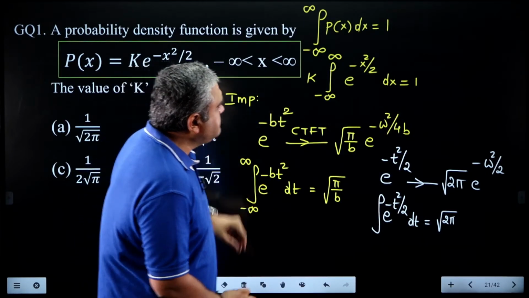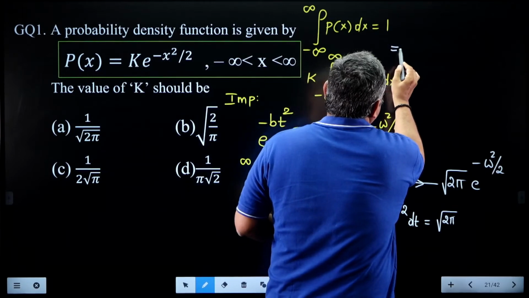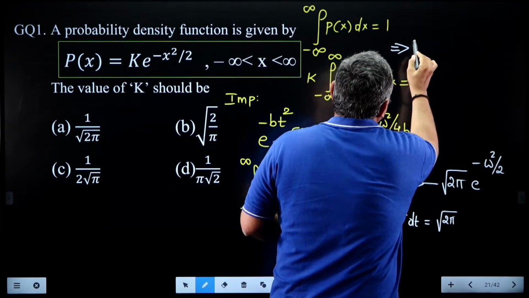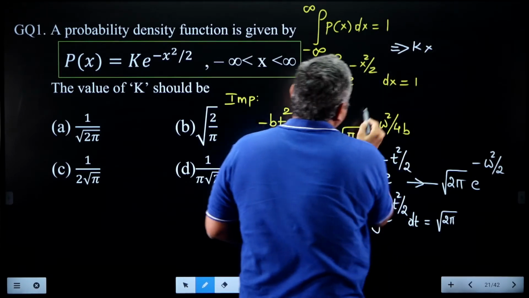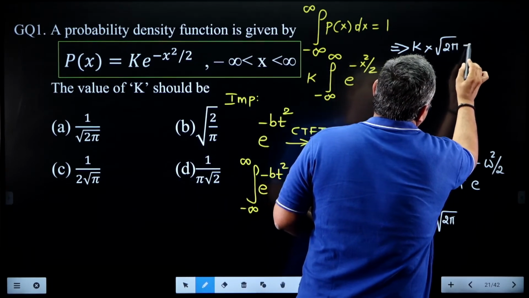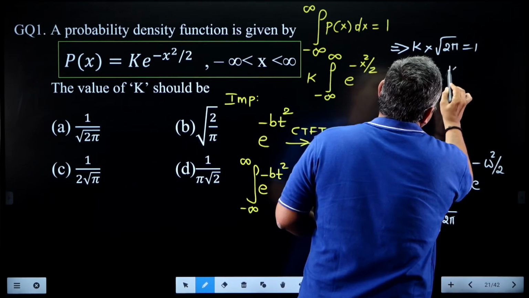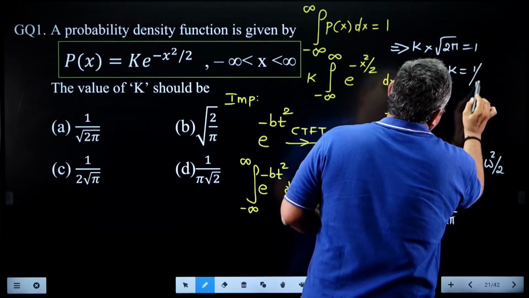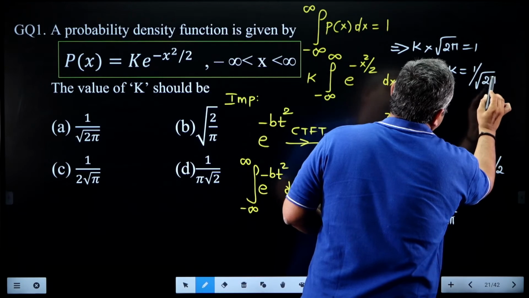Now what is this value? Just in place of x we imagined t, so k into the total area under this integral, we got root 2 pi, must be equal to 1. So therefore the value of this constant k is 1 by root 2 pi. Finish.